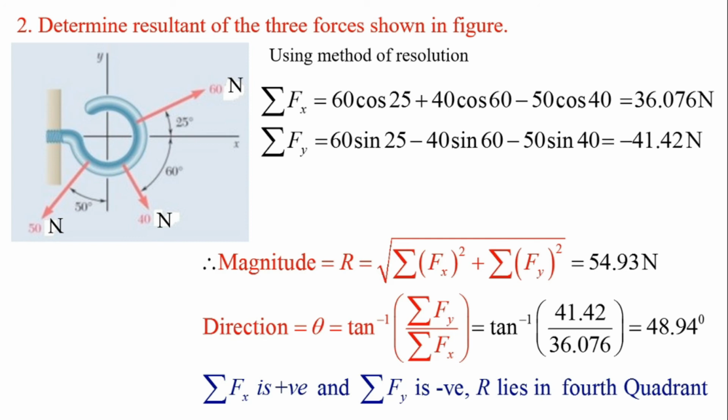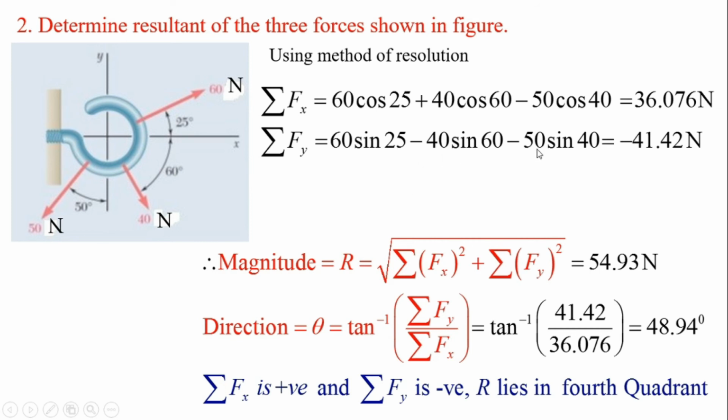Now, summation Fy, let us resolve each force along y direction. So, first force 60 sin 25, first quadrant acting along positive y axis, plus 60 sin 25, minus 40 sin 60. Why minus sign? In the fourth quadrant negative y direction is there. Okay, minus 40 sin 60.